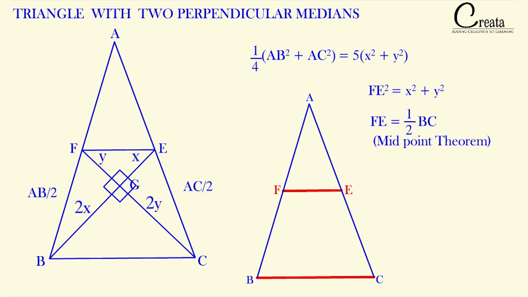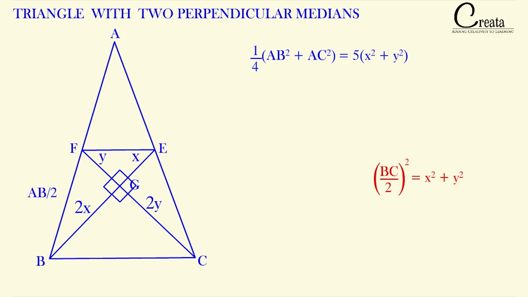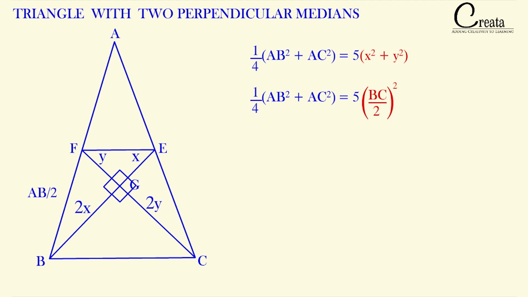Putting the value in the equation, we got (BC by 2) whole square is equal to X square plus Y square. So can we replace X square plus Y square with (BC by 2) whole square? Let's do so. So we got 1 by 4 times (AB square plus AC square) is equal to 5 times (BC by 2) whole square. On simplifying and solving, we got AB square plus AC square is equal to 5 times BC square. This is the important relation.